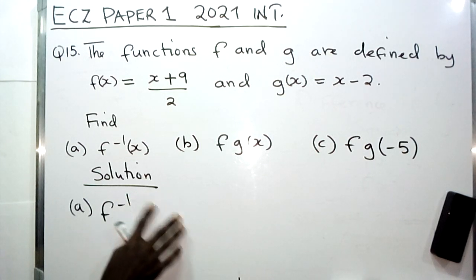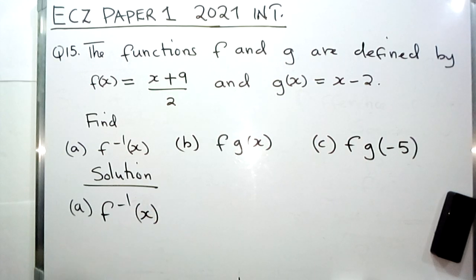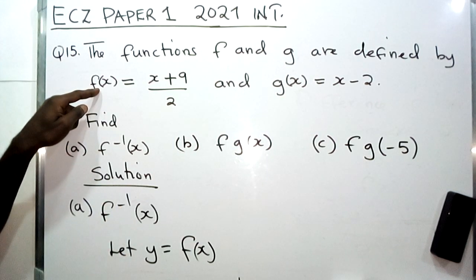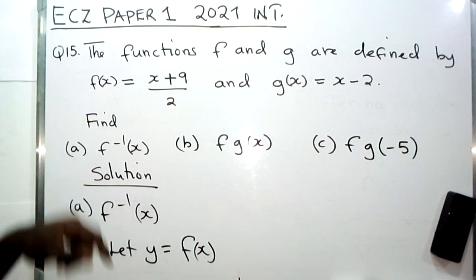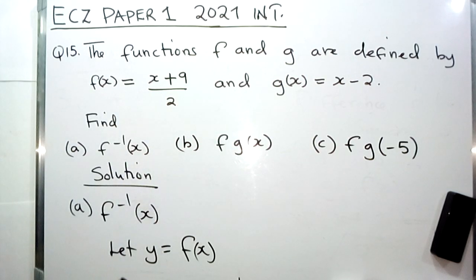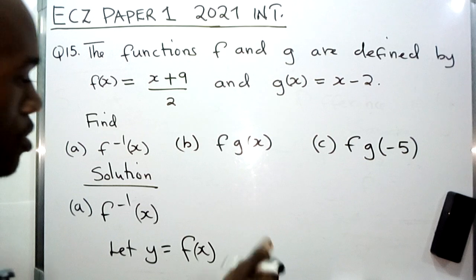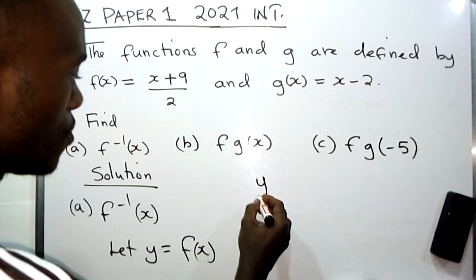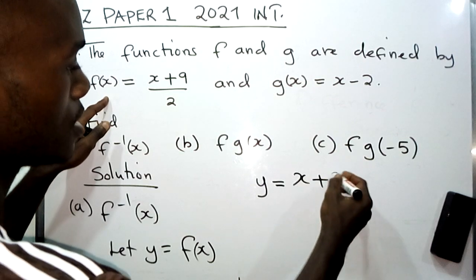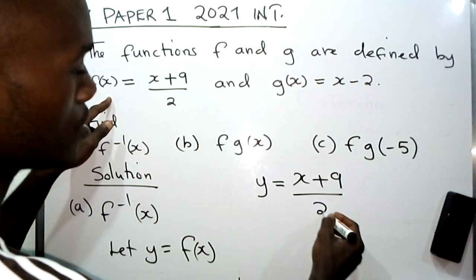To find the inverse of f of x, we let y be equal to f of x. Remember, we are going to find the inverse of this function, f of x. So where there's f of x here, we are going to replace it with y. So we are going to have y equal to (x plus 9) over 2.